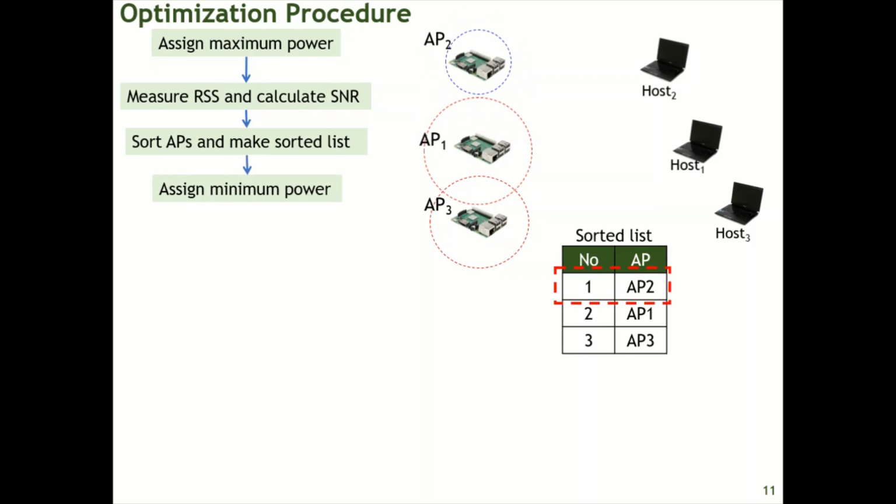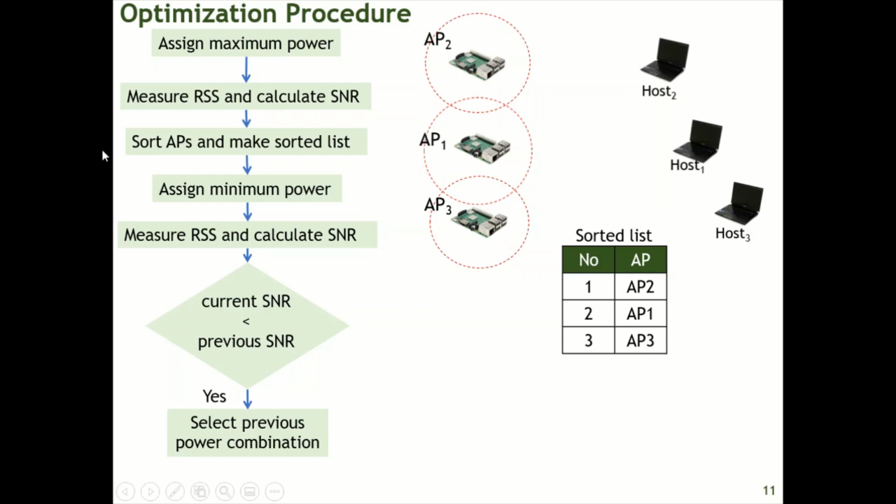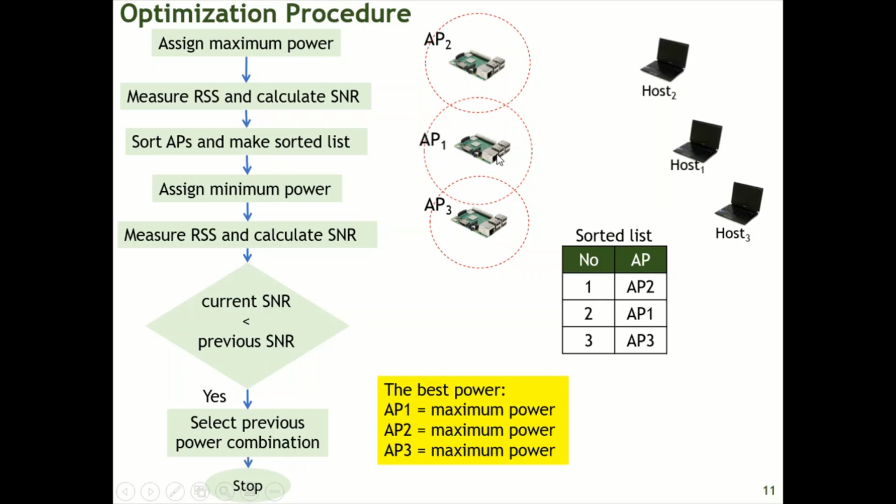Then we select the first AP in the list and assign the minimum power to the AP. And then we measure again the RSS and calculate the SNR. And then we check if the current SNR is smaller than the previous one. If so, we select the previous combination and then stop the procedure. So in this case, the best power for all APs is maximum power.